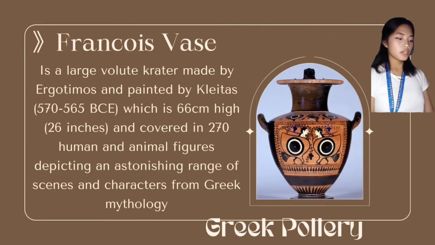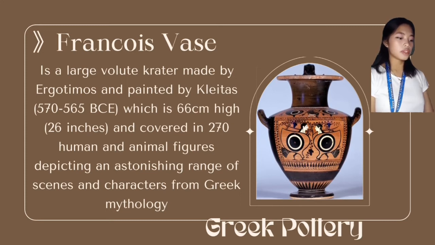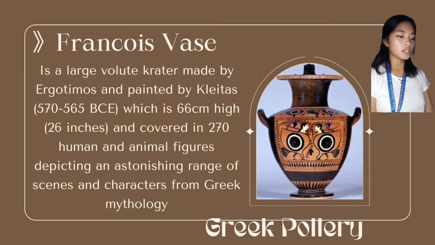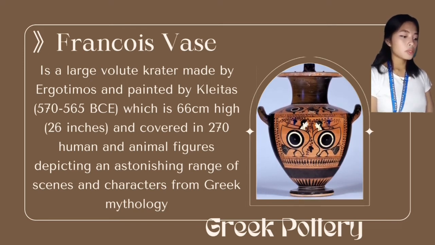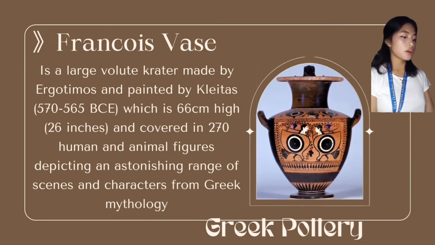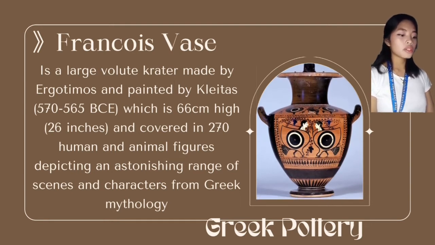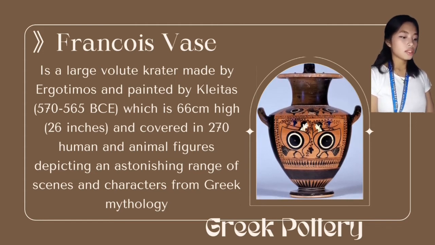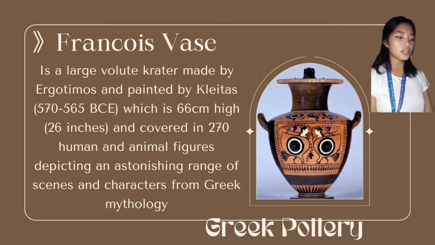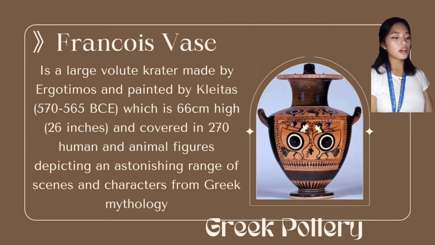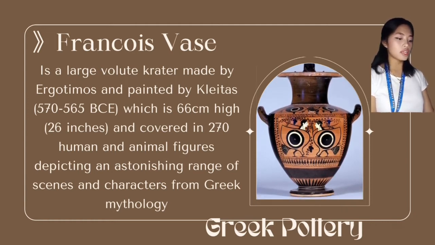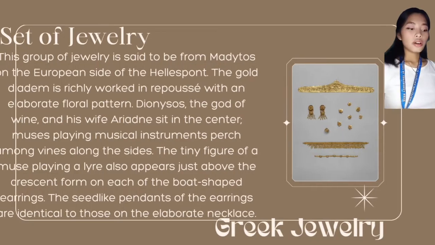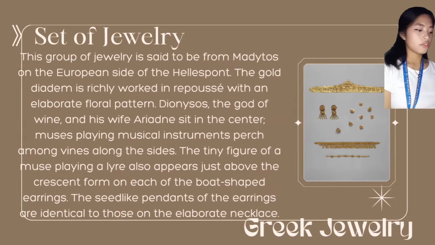For the Greek pottery, the example is the Francois Vase. It's a large volute krater made by Ergotimos and painted by Kleitias between 570 to 565 BCE, which is 66 cm high and 26 inches, and covered in 220 human and animal figures depicting an astonishing range of scenes and characters from Greek mythology. So for the Greek jewelry, we have a set of jewelry.